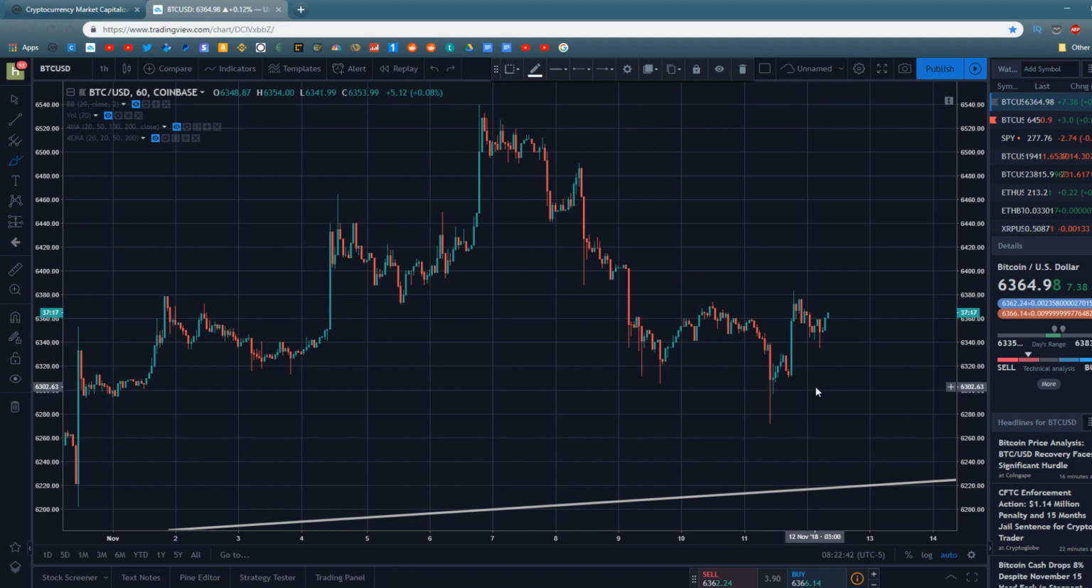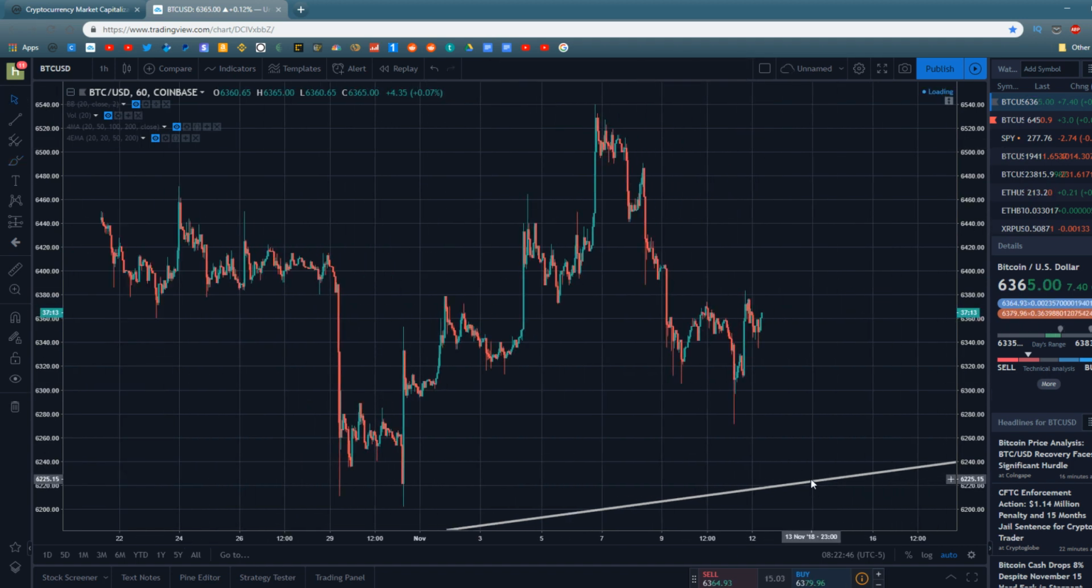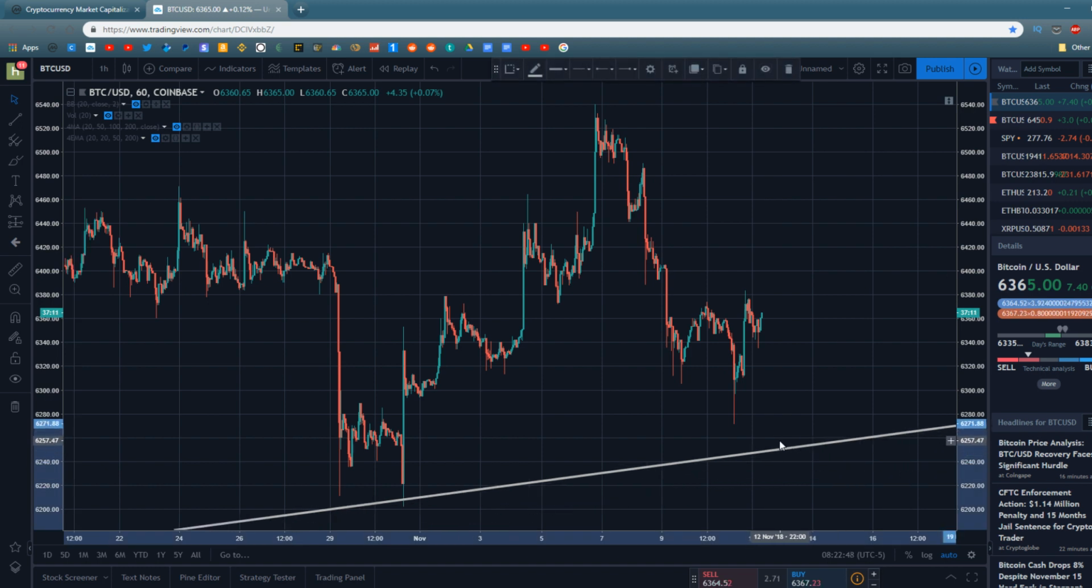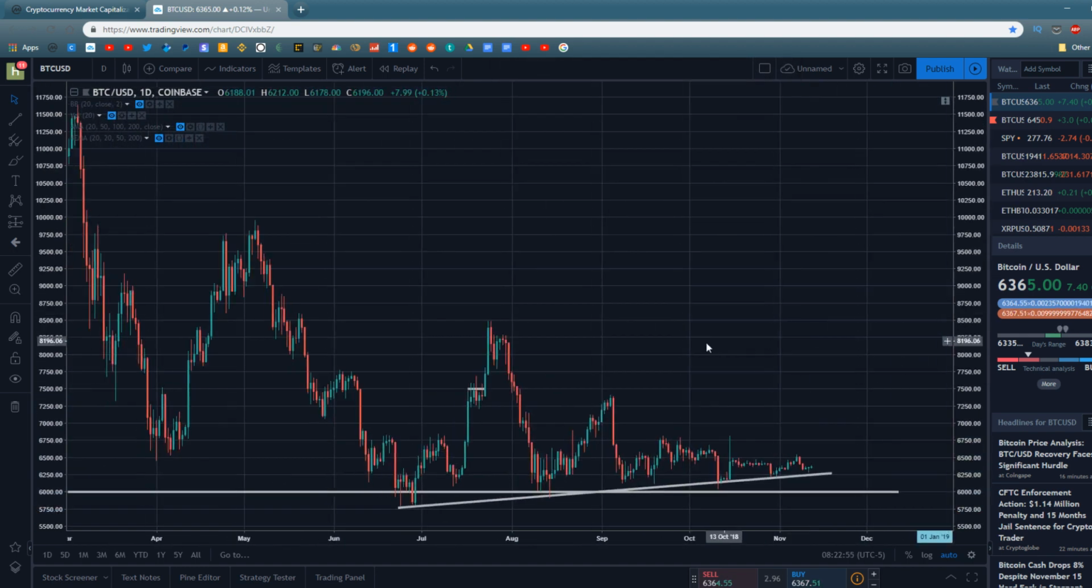If you go back on the channel, I was talking about how I was expecting Bitcoin to fall back down to levels of support around this uptrend right here, a very important uptrend. It's supposed to be somewhere around there, at about $6,300. I expected Bitcoin would garner support somewhere around there, and that's what seems to be happening at the moment.